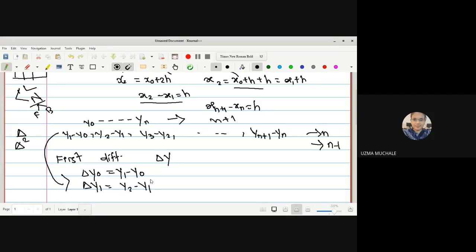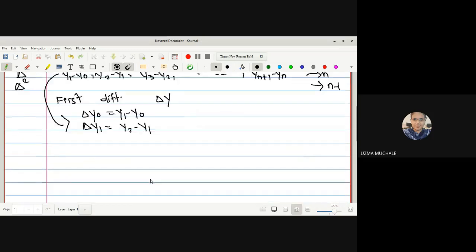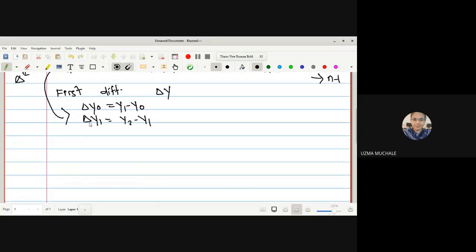Now why is it called forward difference? Because we are going to use the next number. For finding delta y1 we use y2, that is the next number after y1, so we use y2 minus y1, the previous one. Hence it is called a forward difference.